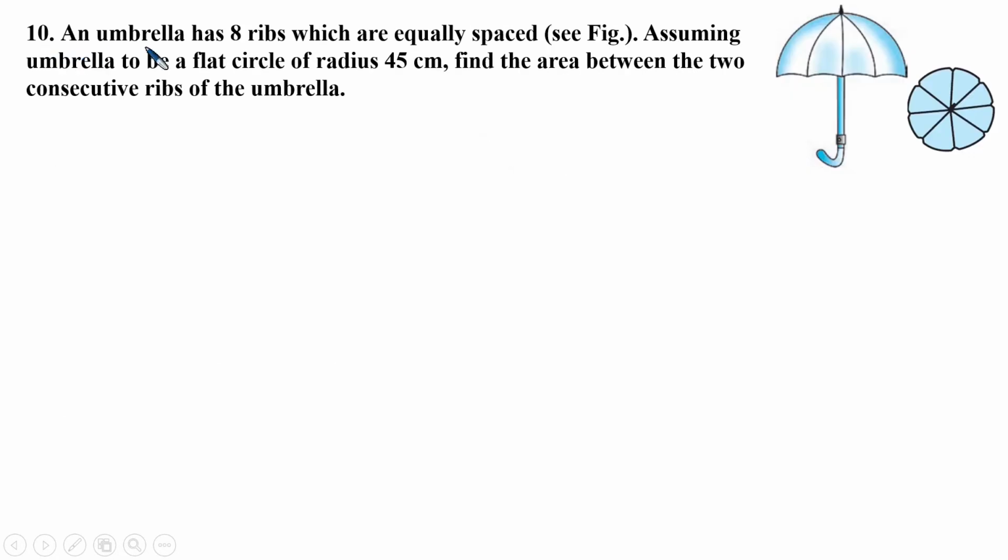Okay, next exercise. An umbrella has 8 ribs which are equally spaced. If you see from top, you can see that 1, 2, 3, 4, 5, 6, 7, 8 ribs are there, equally spaced. Assuming the umbrella to be a flat circle of radius 45 centimeter, find the area between 2 consecutive ribs of the umbrella. This is also very easy. Since 360 divided by 8 is 45, it is 45 degree divided by 360, so pi r square. So this is the area between the 2 consecutive ribs of the umbrella.